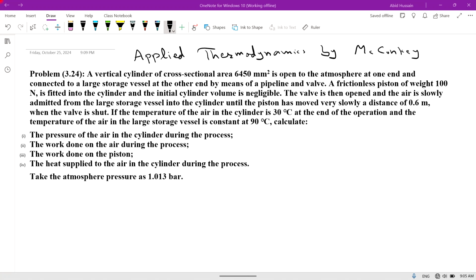Bismillahirrahmanirrahim. In today's lecture, we are solving problem 3.24 from Applied Thermodynamics by McConkey.